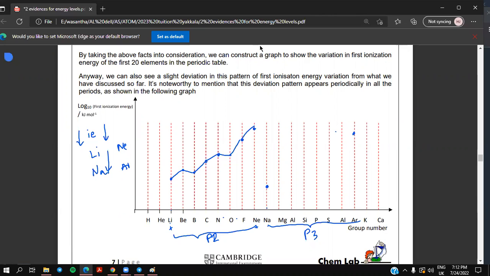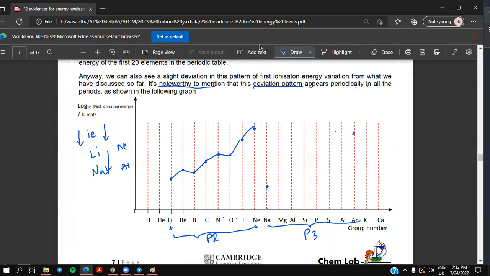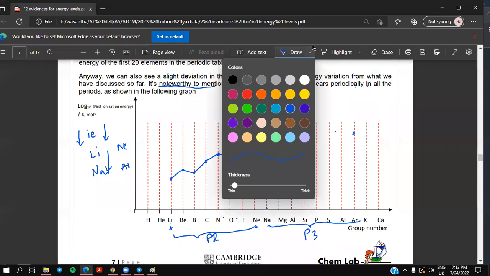But here I have a sentence: this deviation pattern in first ionization energy appears periodically in all the periods, as shown in the following graph. It means this pattern from group 1 to group 2, it goes up. Group 2 to 3, it comes down. 3 to 4 goes up. 4 to 5 up. 5 to 6 down. 6 to 7 up. 7 to 8 up. The same pattern should be drawn here also, but all the values will be lesser. So here I can draw from sodium to argon. Probably I can use a different color.